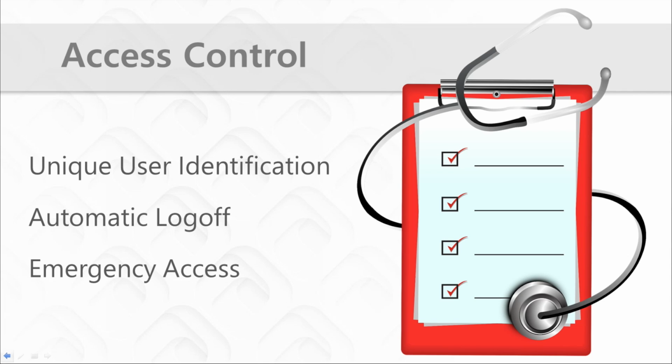Access control is one of the first of these technical safeguards, and with Content Central we offer several features to help achieve the requirements here, including unique user identification, automatic log-off or timeouts, as well as emergency access if critical infrastructure is limited or down.